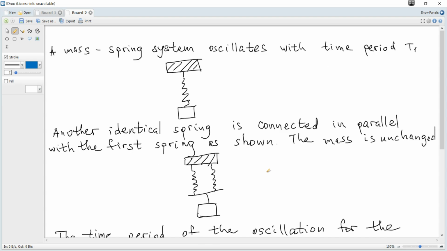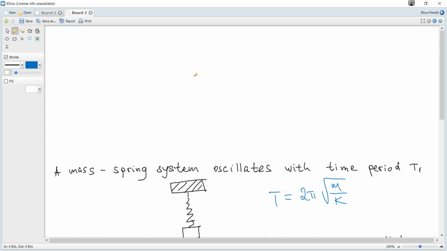We know that the period for a mass spring system is 2 pi multiplied by the square root of m over k, where k is the spring constant. And let's consider when there are two identical, or in general it may be not identical, springs in series and two in parallel. What is the resultant spring constant for the given combination?